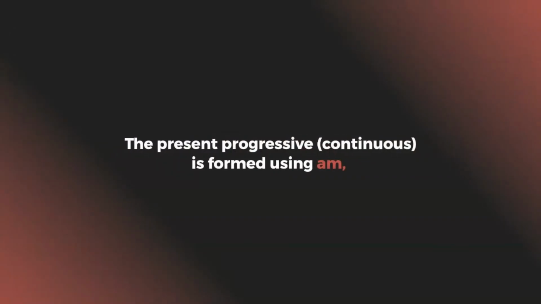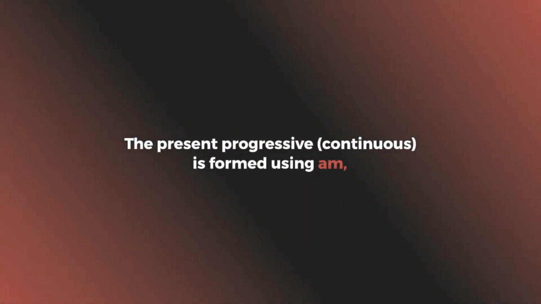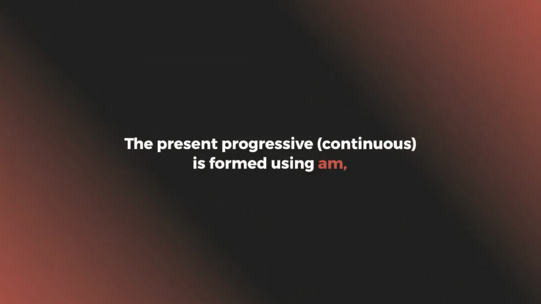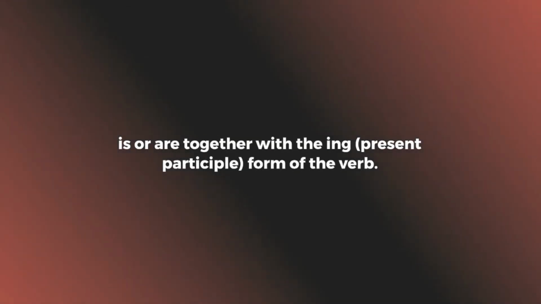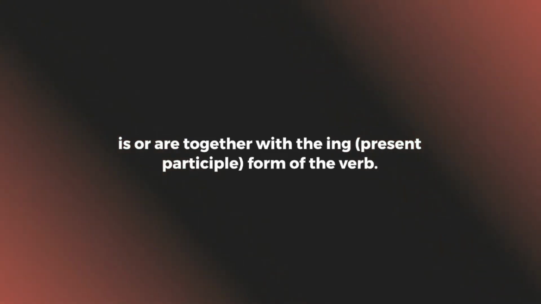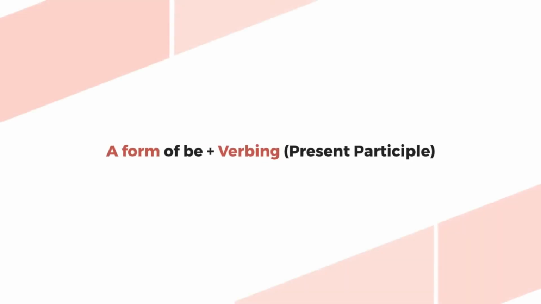The present progressive is formed using am, is, or are together with the ing present participle form of the verb. Subject, a form of be plus verb-ing, present participle. Rest of sentence.